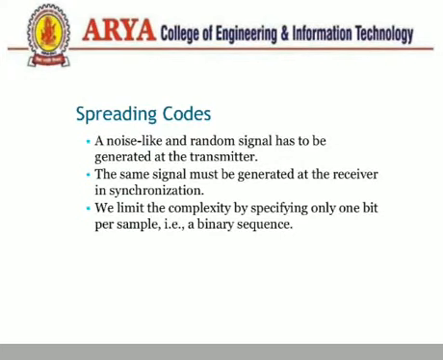Next, spreading codes. What are spreading codes? A noise-like random signal has to be generated at the transmitter. The same signal must be generated at the receiver in synchronization. We limit their complexity by specifying only one bit per sample, that is, a binary sequence.